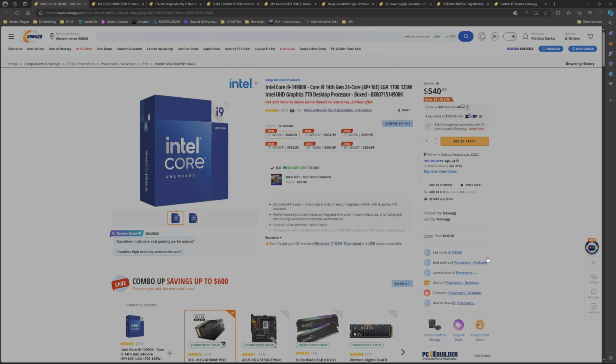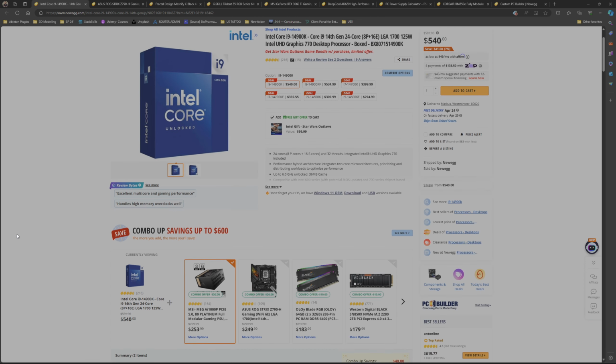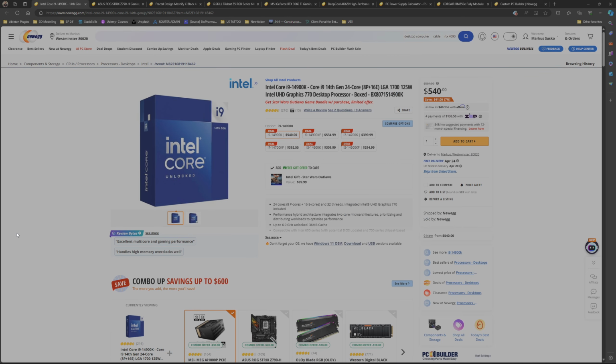This right here, guys, is actually my current CPU in this computer that I'm recording this on. It is the best Intel CPU you can get as of right now. It has 24 cores. And as you guys can see the price right here, it is $540. That is a big chunk. So, okay, I have the CPU.